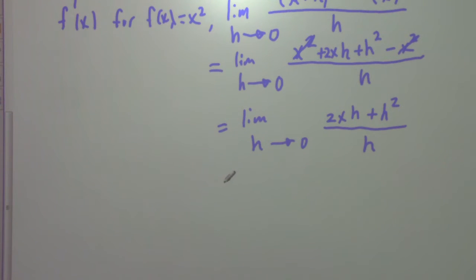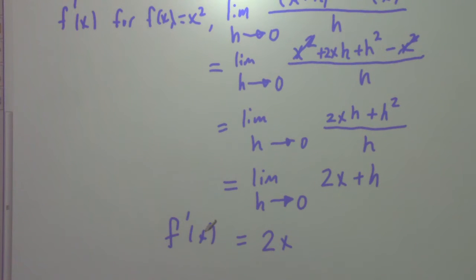Now you can factor out an h, but really it's simpler than that. We have 2xh divided by h is 2x. So we're going to have 2x, and what's h squared divided by h? h. Plus h. Now when we plug in 0 for h, what do we have left? 2x. And so this is going to be f prime of x.